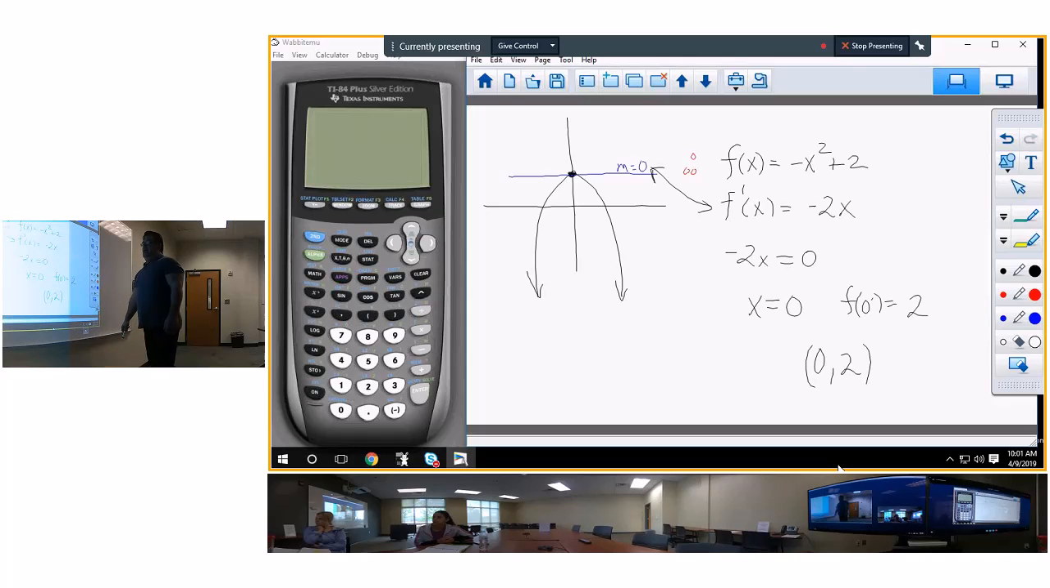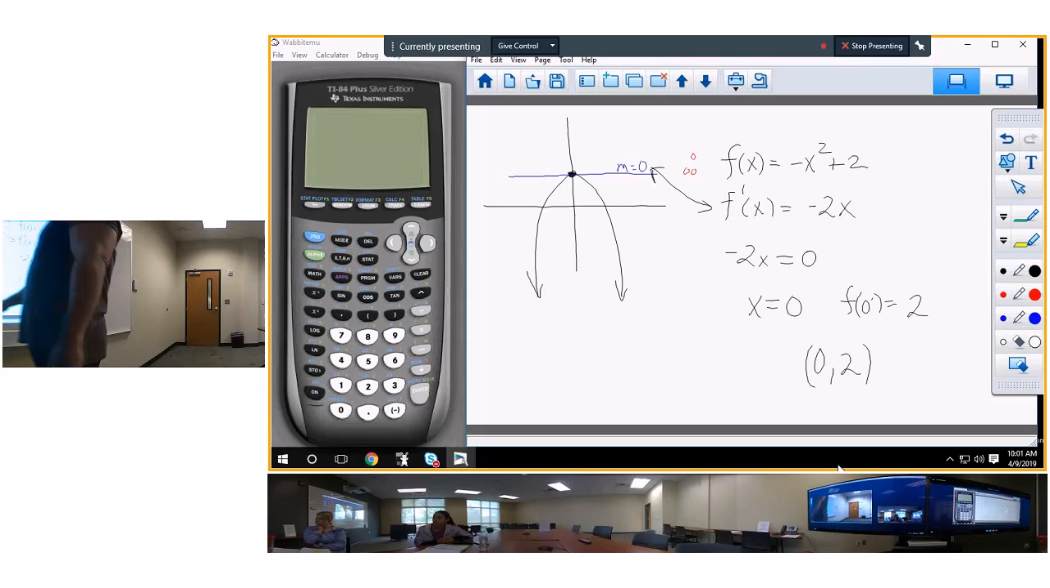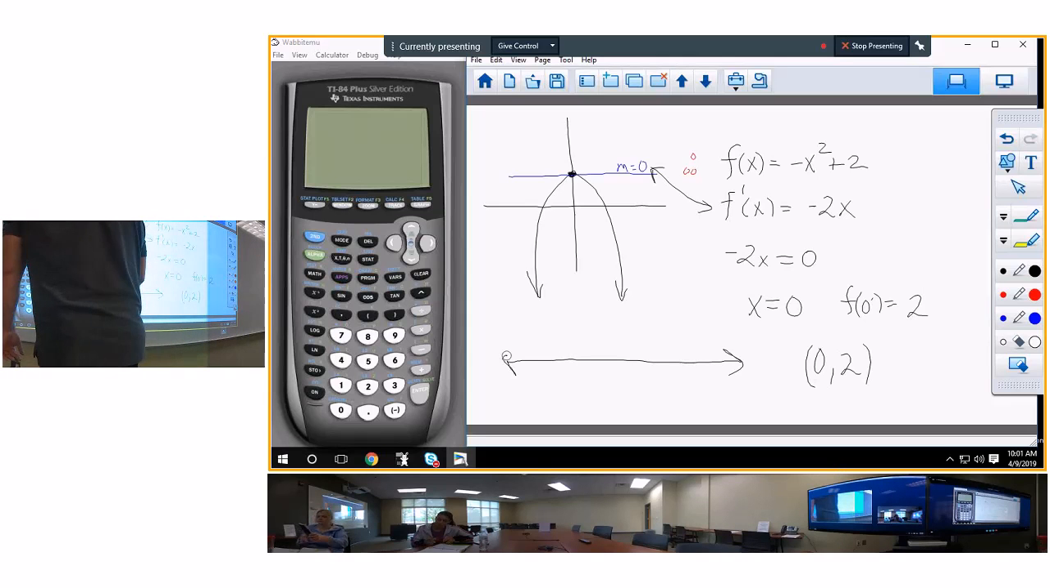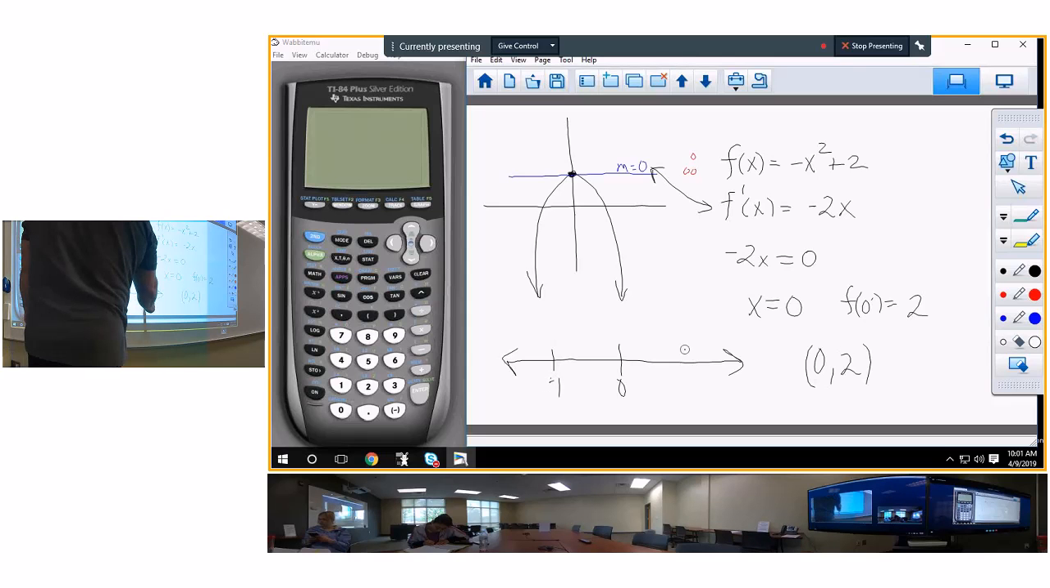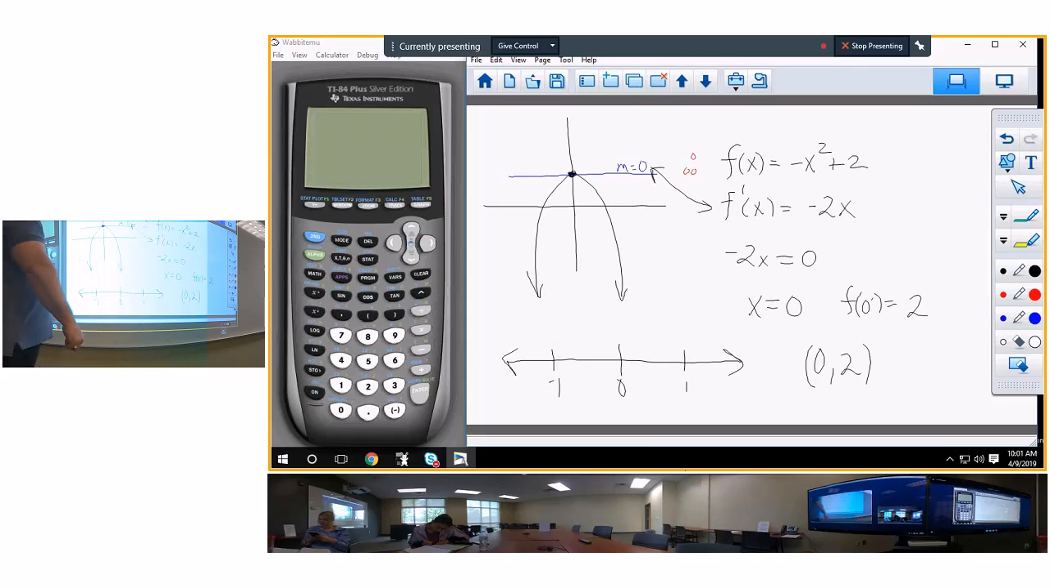Now take a number line. And the number line is in terms of x. So we're going to put a 0 here. And I'm going to put a negative 1 right here. You don't have to put a negative 1. And I'm going to put a 1 right here. Okay? We know that 0 is pretty much the teeter-totter. That's where the vertex is, right? Right here. So I'm going to plug in negative 1 into my first derivative.